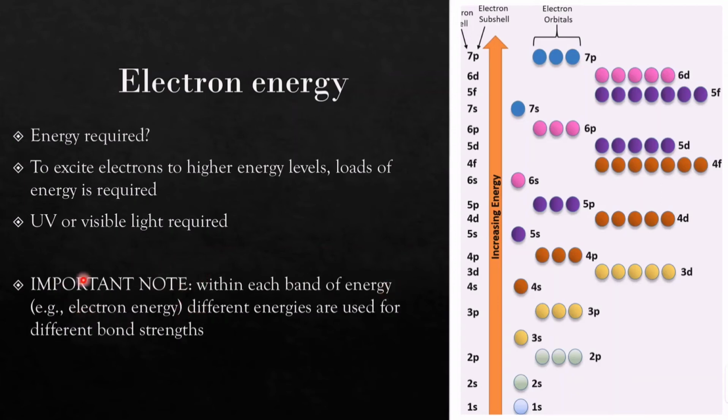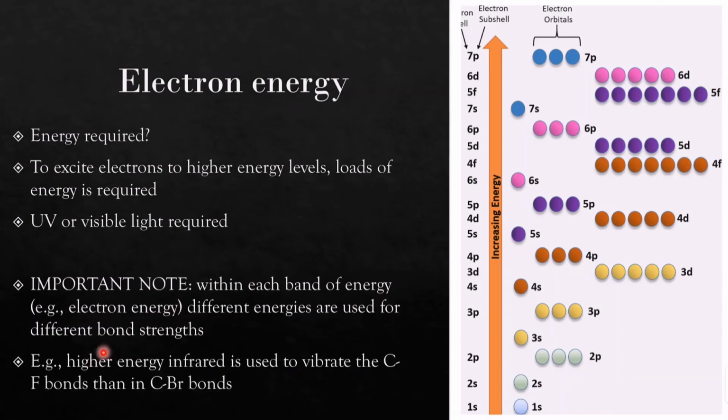But it's important to note that within each band of energy, for example electron energy or translational energy, different energies are used for different bond strengths. So, for example, higher energy infrared radiation is used to vibrate or oscillate a C-F bond than a C-Br bond. Because a carbon-fluorine bond is of higher energy, higher energy infrared radiation is used than the infrared radiation used to vibrate a carbon-bromine bond with a lower bond enthalpy.